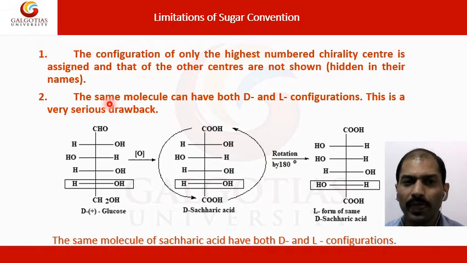So the name, as in the case of the same molecule, can have both D and L configuration. This is a very serious drawback, because if the molecule has several chiral carbons, it could have dextro rotation, or you can say clockwise and anti-clockwise, within the same molecule. So this is the great limitation and drawback of this convention, and that's why it doesn't hold good if the molecule has multiple chiral centers.